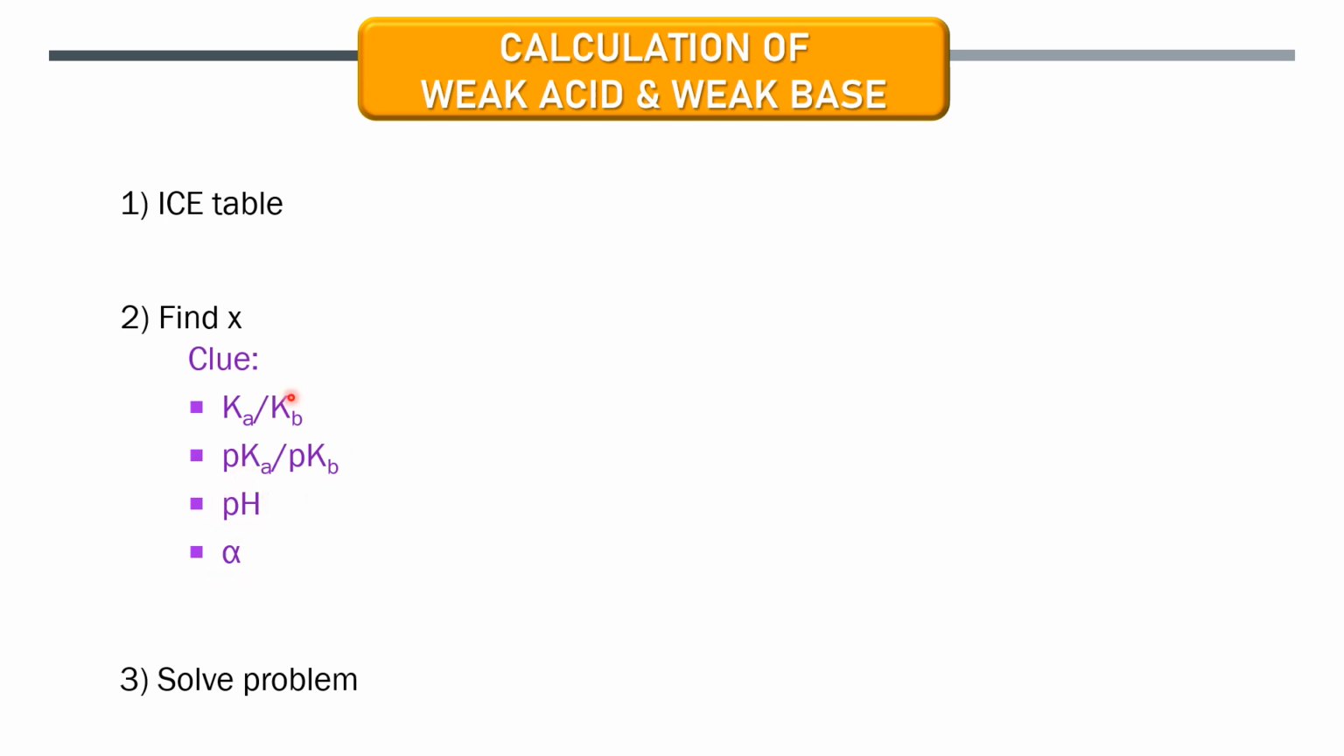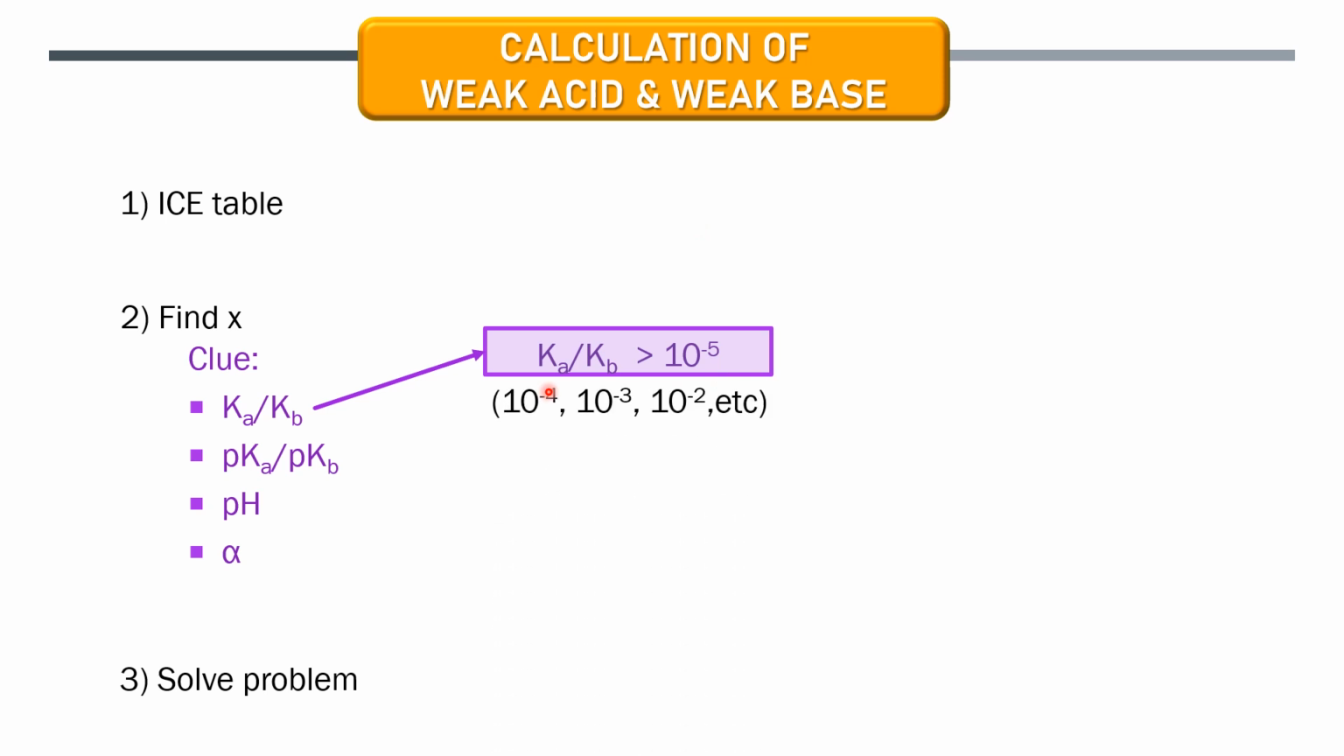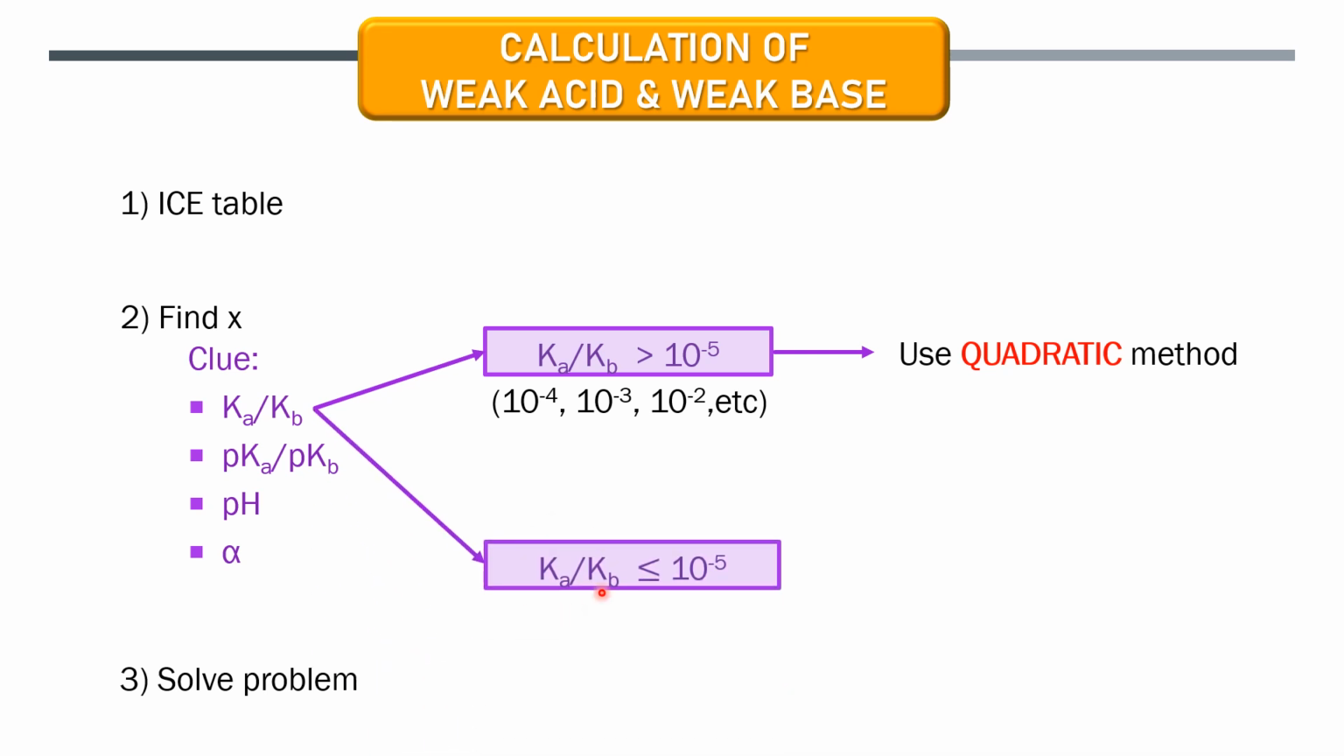If the clue is Ka or Kb, we need to look at the value. If the value of Ka or Kb is larger than 10 to the power of negative 5, for example 10 to the power of negative 4, negative 3, negative 2, etc., we will use quadratic method to find X. But if the value of Ka or Kb is smaller or equal to 10 to the power of negative 5, for example 10 to the power of negative 5, negative 6, or negative 7, etc., we will use assumption method to find X.